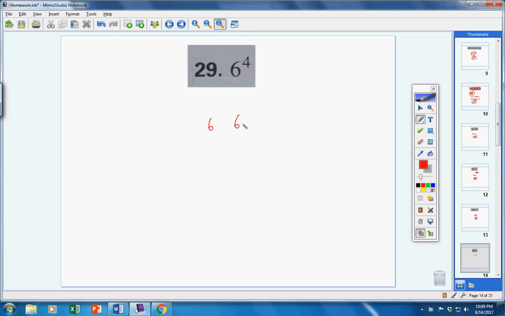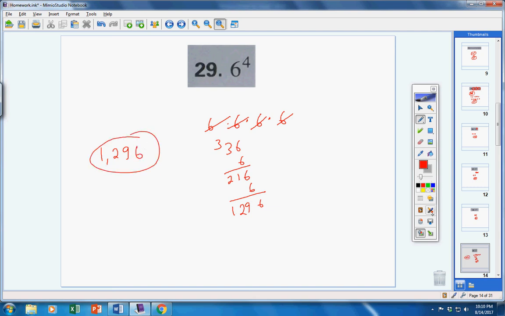6 to the 4th power means write your 6 4 times. 6 times 6 is 36. Times 6 would be 216. Times 6 is 1,296. And I'm going to grab a calculator because I want to make sure that on these problems I'm not making any mistakes, that I have these exactly right. So I'm going to be typing these in, and that is the correct answer.